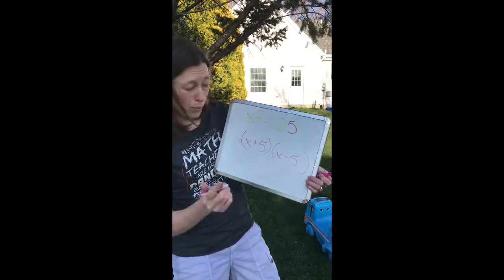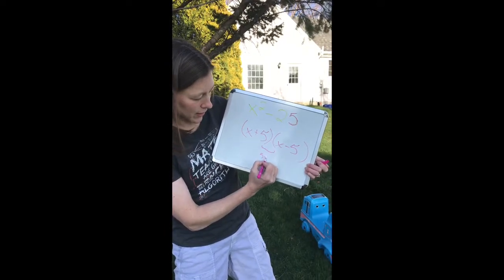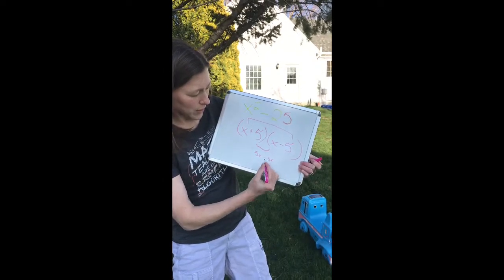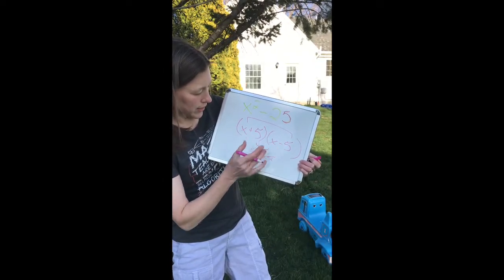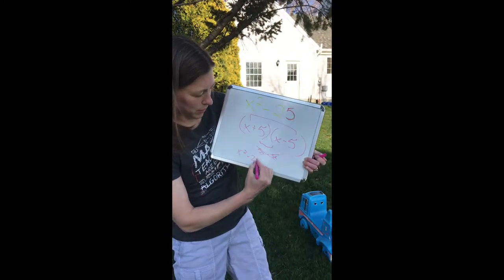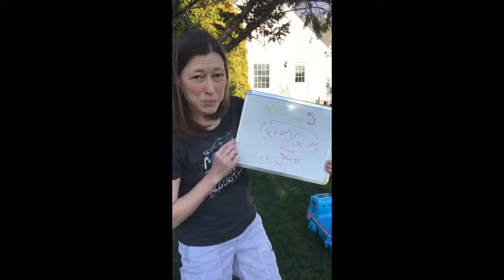But just to make sure you remember why, the insides are going to give you 5x, and the outsides are going to give you negative 5x. So they just cancel each other out. And our x times x gives us x squared. Our 5 times negative 5 gives us the minus 25. Okay, so that's why that one worked. Does that ring a bell?